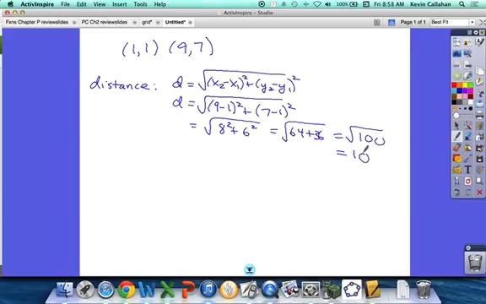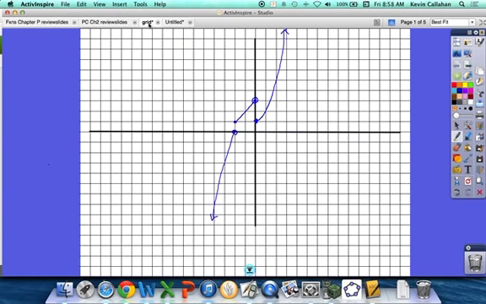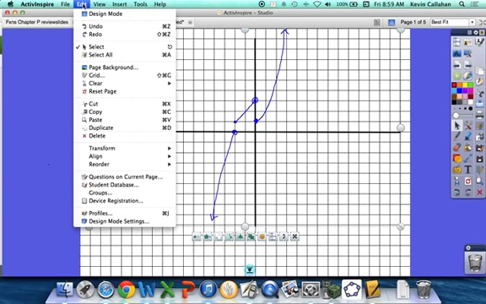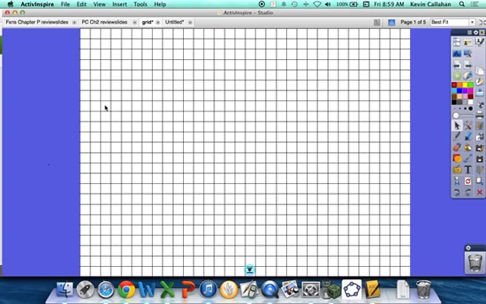Remember, you could also plot the 2 points, right? Go like this. 1, 1, and 9, 7. Let me erase all that. Oh, that was wrong. Edit, undo. Better to do this. Okay, 1, 1 is here. 9, 7 would be 1, 2, 3, 4, 5, 6, 7, 8, 9. 1, 2, 3, 4, 5, 6, 7.